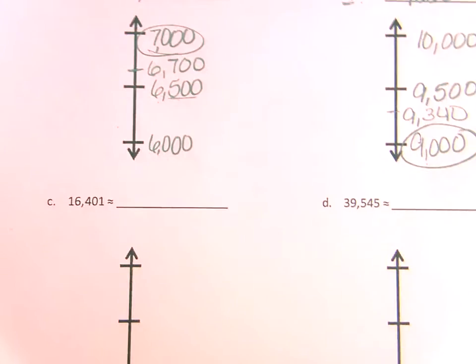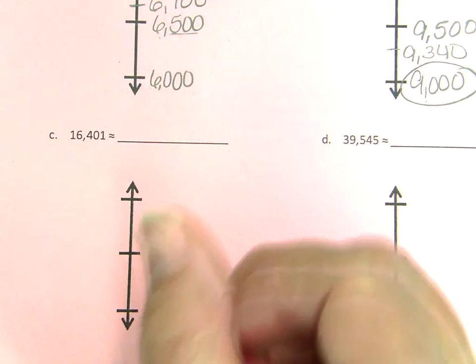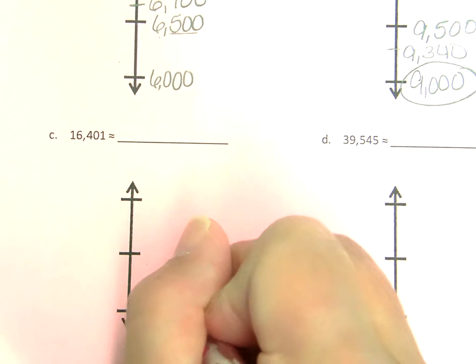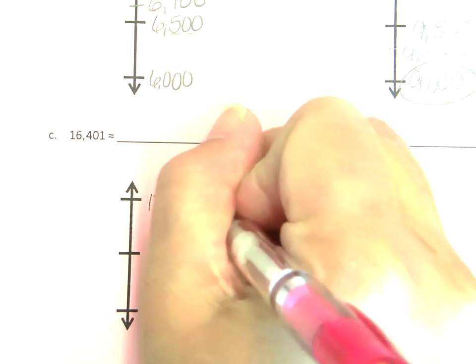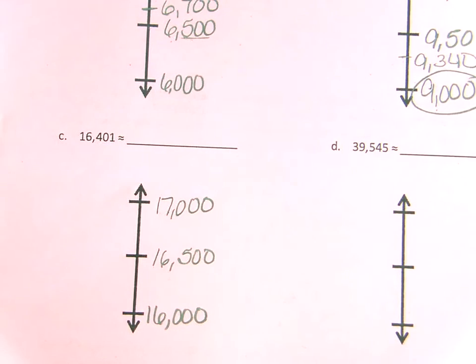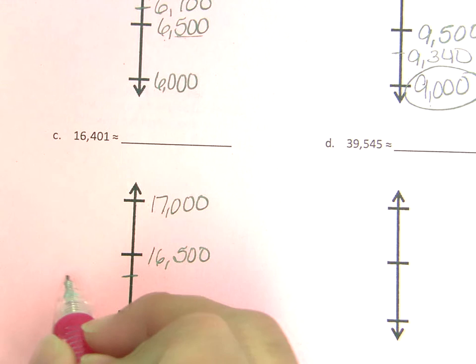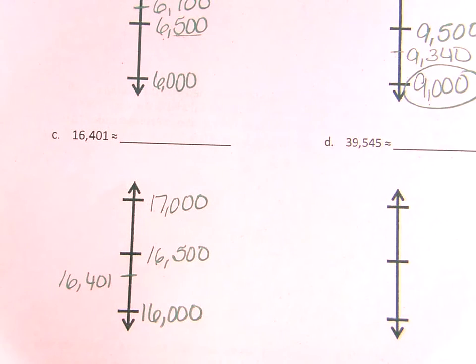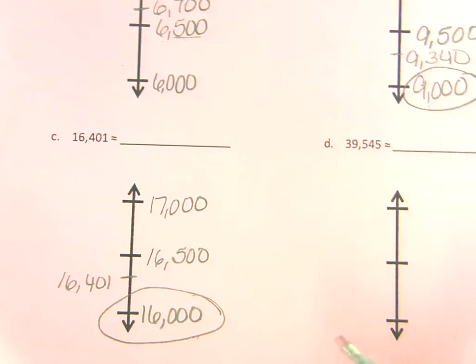Okay, continuing on. 16,401 for letter C. Okay, we have 16 thousands, so that'll be our bottom number. If we were counting, the next thousands place would be 17 thousands. And the midpoint is going to be 16,500. Okay, 16,401 would be just below 16,500. That one we would round down. It is closer to the 16,000.